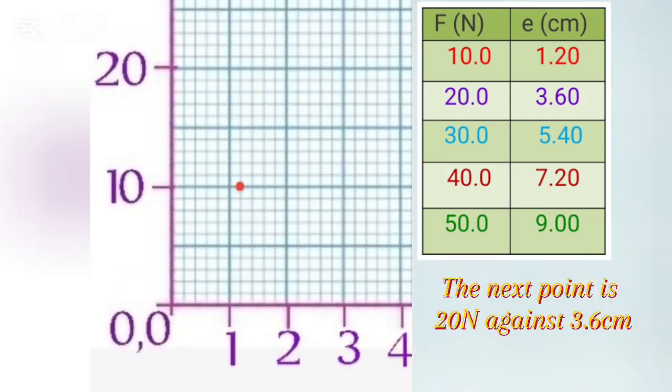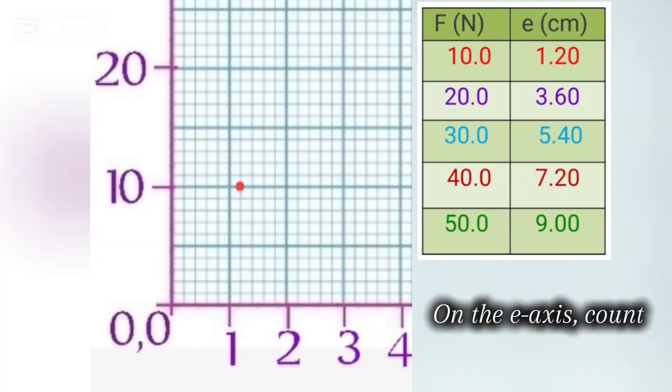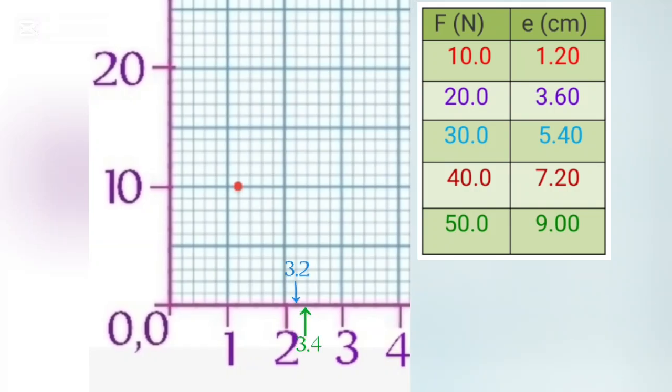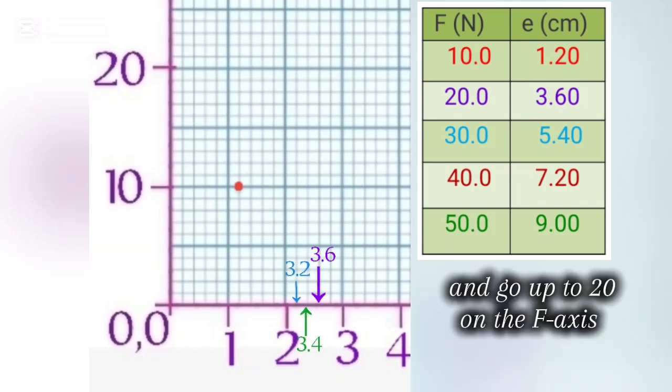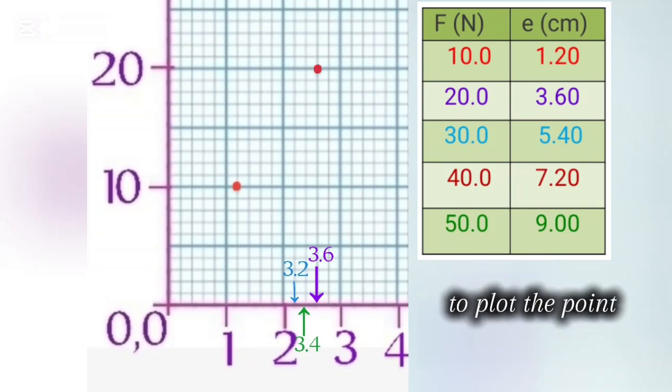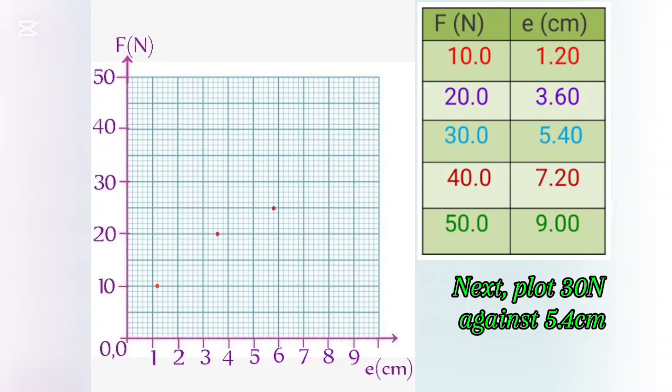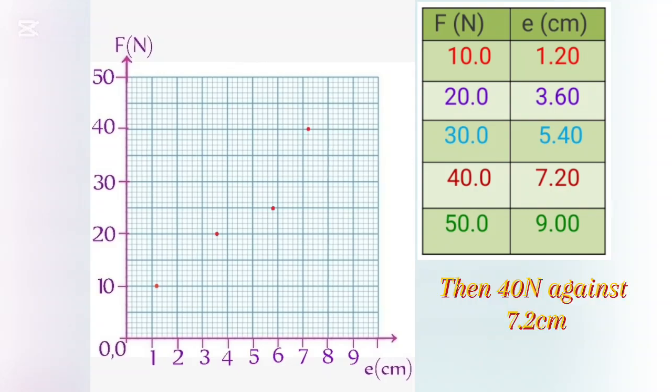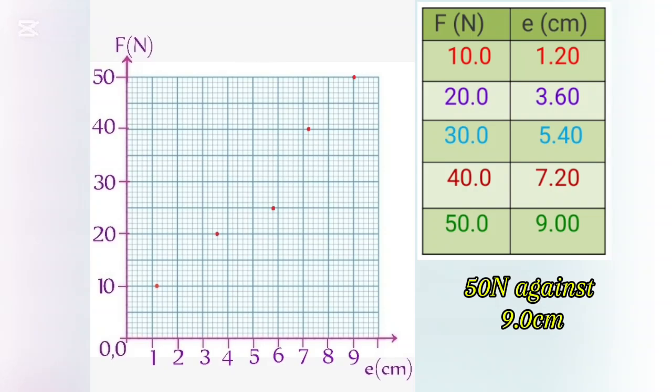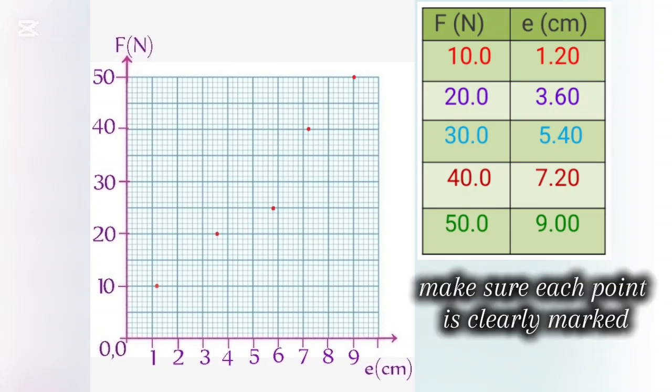The next point is 20 Newton against 3.6 centimeter. On the E-axis, count 3.2, 3.4 and 3.6 and go up to 20 on the F-axis to plot the point. Next, plot 30 Newton against 5.4 centimeter, then 40 Newton against 7.2 centimeter, and 50 Newton against 9.0 centimeter. Make sure each point is clearly marked.